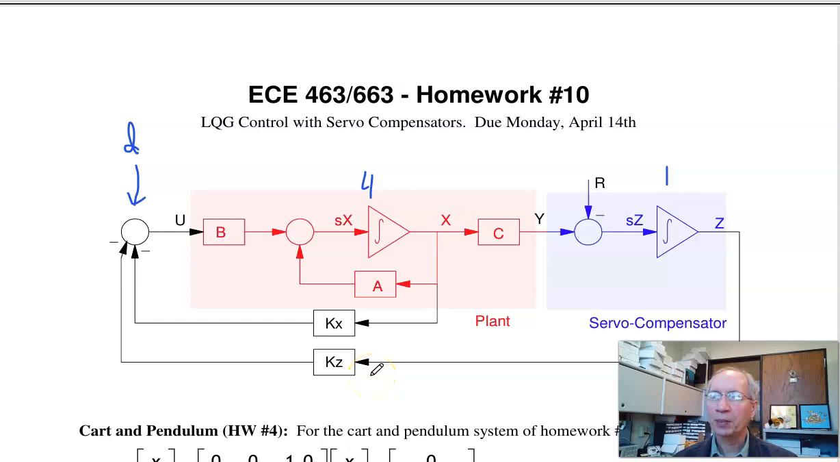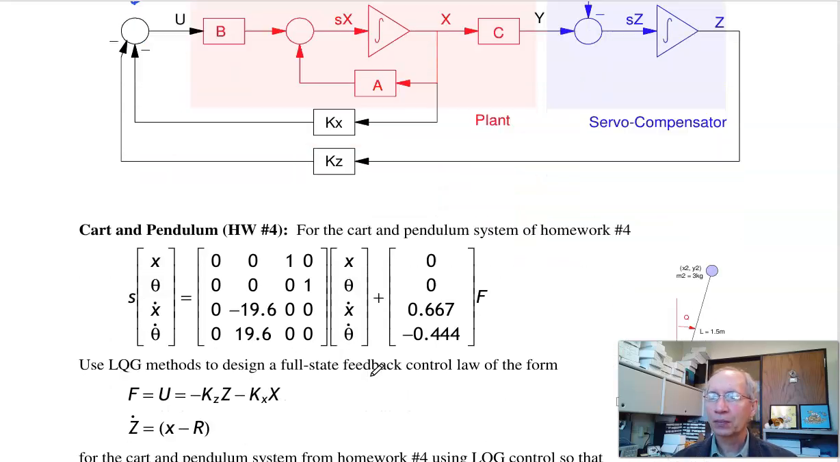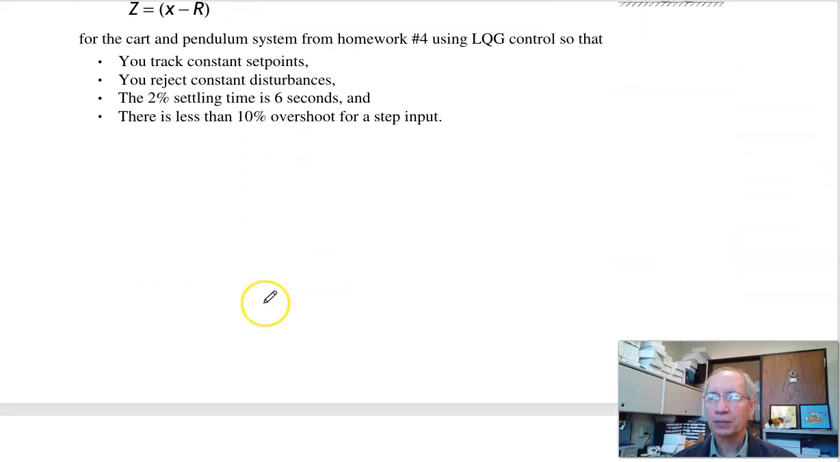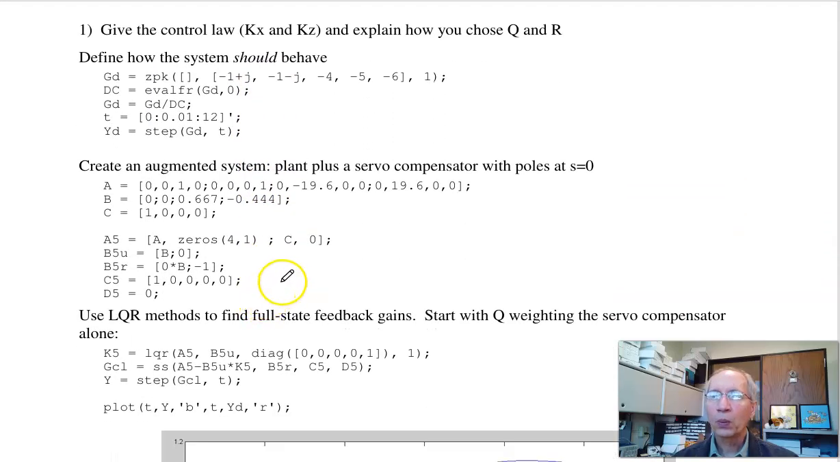Now, one way to find the feedback gains is pole placement. We looked at that in previous homework sets. In this homework set, we're looking at LQR methods. So the procedure is: first, start with the plant, add the servo compensator. When you're done, I get the augmented system, now fifth order, with my A, B, C matrices. Now find the feedback gains using LQR methods.